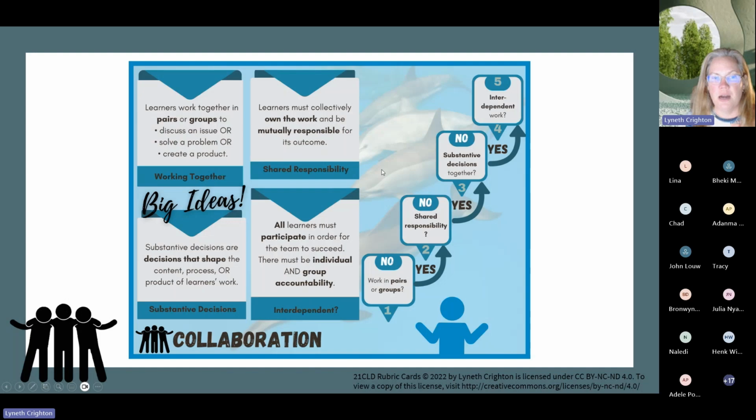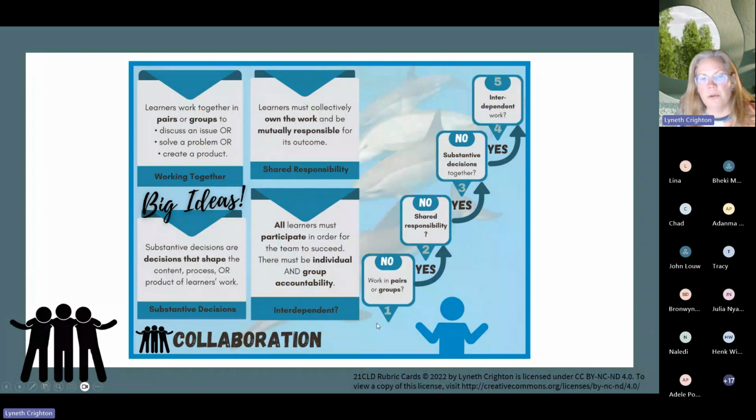And they have to have shared responsibility in achieving that outcome. Then, if that is yes, we have to ask, have they made substantive decisions that shape the content, process, or products of learners' work? And lastly, the highest level on the rubric: is the work interdependent? In other words, all learners must participate for the team to succeed, but there must be individual and group accountability.